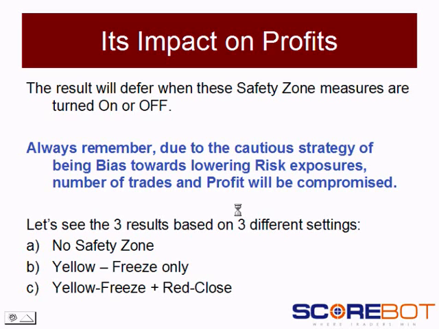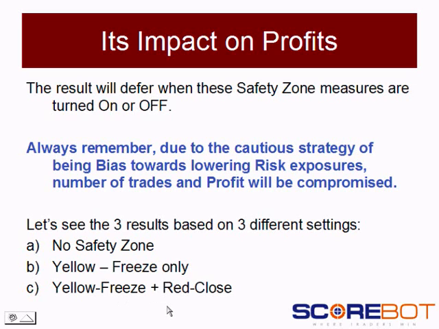I'm going to extract 3 results based on 3 very different settings, right? And this result is run on an account that starts with capital of 10,000 US dollars, from January 2008 until current May 2009. So the 3 results are based on A, totally no safety zone; B, turn on only the yellow freezing zone; and C, turn on both yellow and the red close.